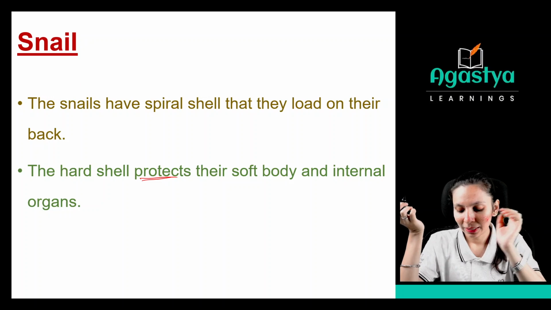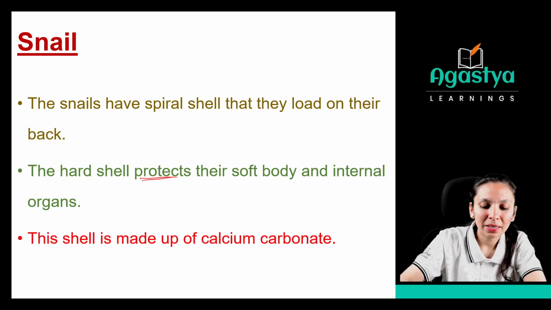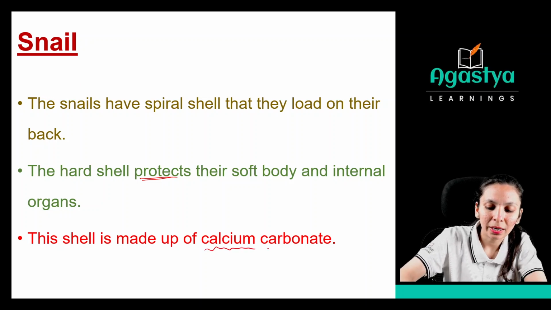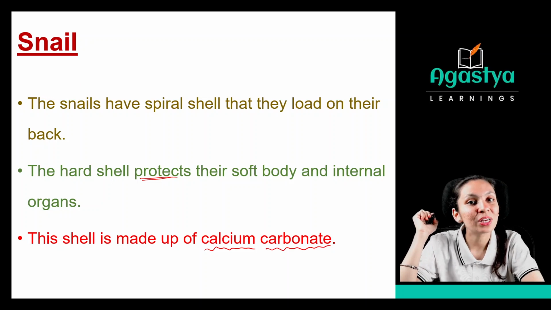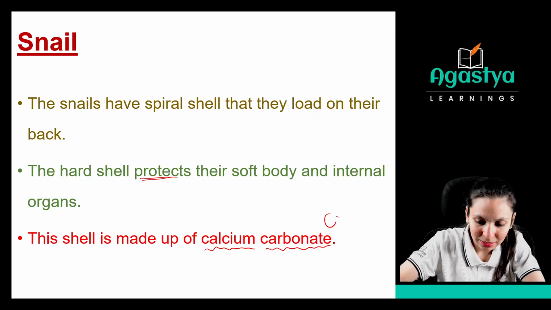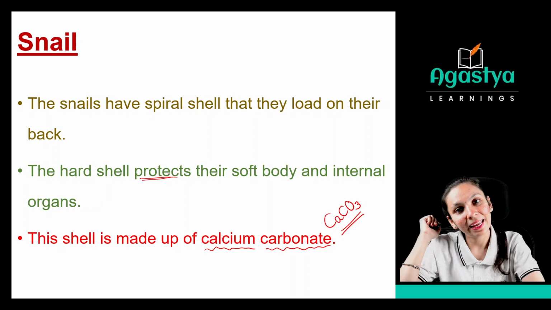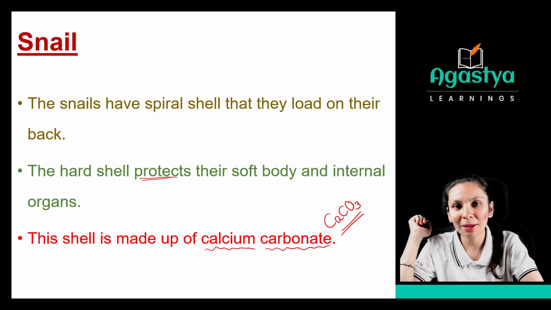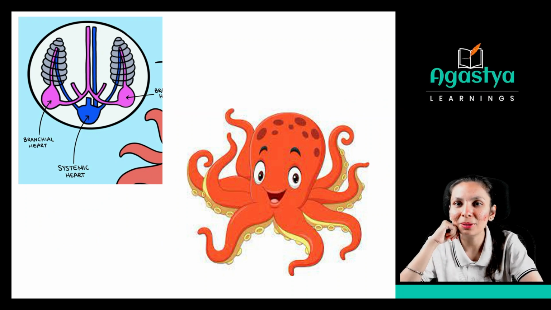You know this one? Yes, that is for their protection. This shell is made up of calcium carbonate. See, these are the calcium carbonate. This shell is made up of what? Calcium carbonate. That is the chemical formula, CaCO3. So you may have a question like this: that shell is made up of what? Yes, it is made up of calcium carbonate. Clear? Okay.